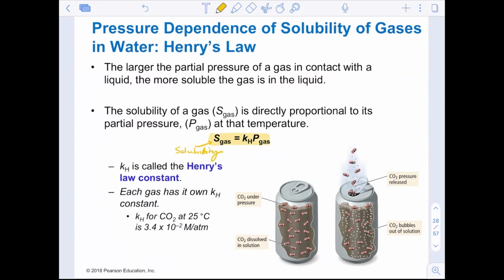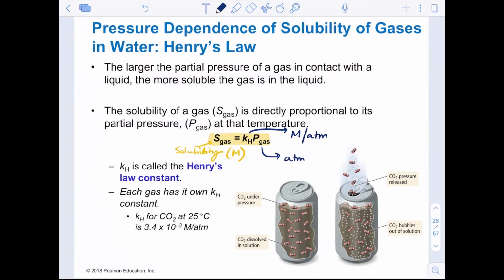I can spell for sure, is usually in molarity. All right. KH is called the Henry's Law constant. That is usually in molarity per ATM. And therefore, the partial pressure of the gas is in atmospheres, ATM.